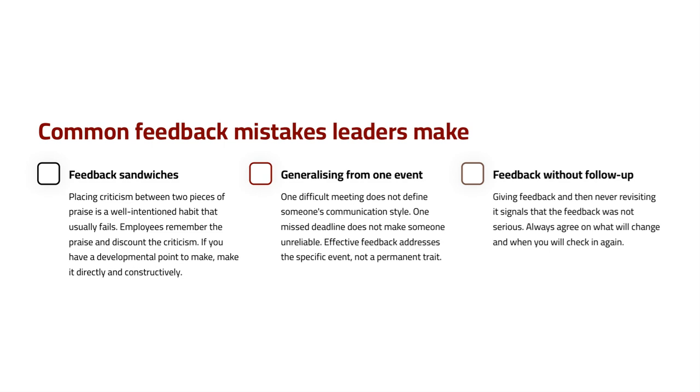Another mistake is generalizing from a single event. For example, one difficult meeting doesn't define someone's communication style, and one missed deadline doesn't make someone unreliable. Effective feedback zeroes in on the specific event rather than labeling permanent traits.